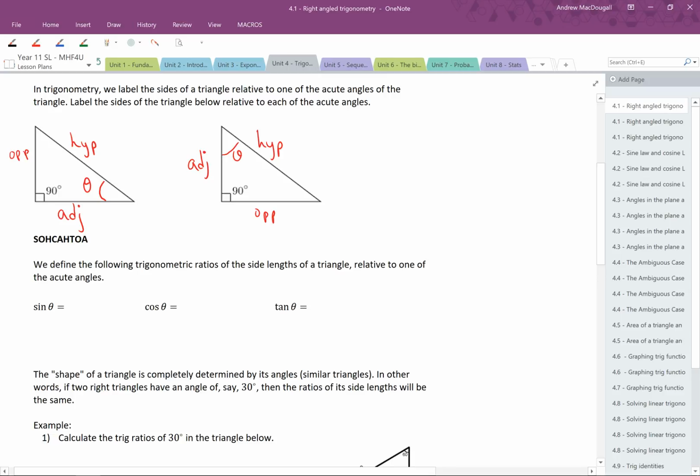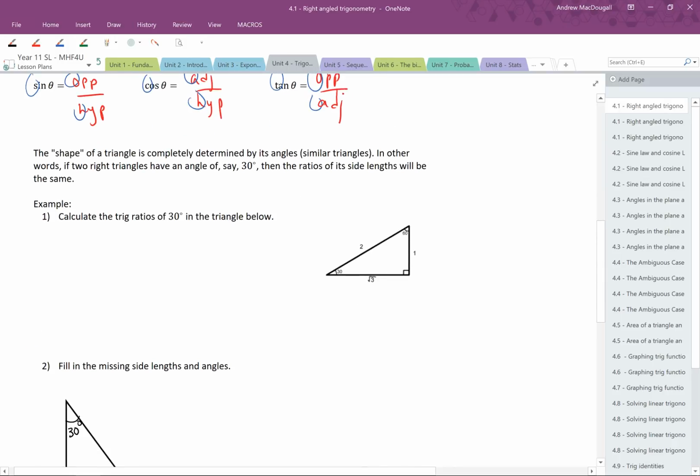So in any triangle, the sine of the angle theta is defined to be the ratio of the opposite side to the hypotenuse. The cosine is the adjacent to the hypotenuse, and the tan is the opposite to the adjacent. And you can remember this as SOHCAHTOA if you like.